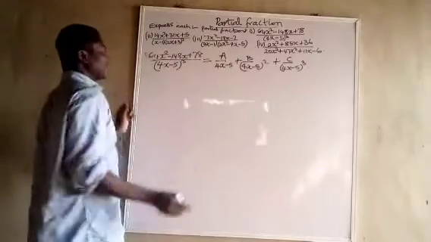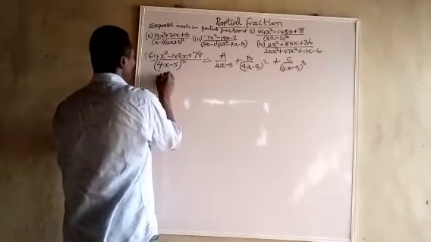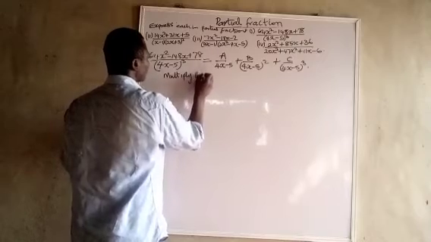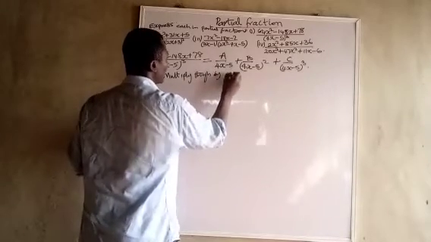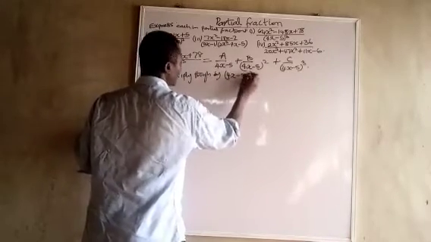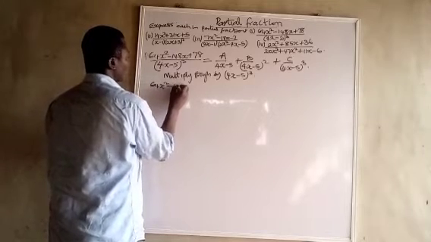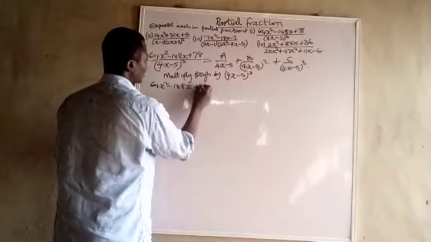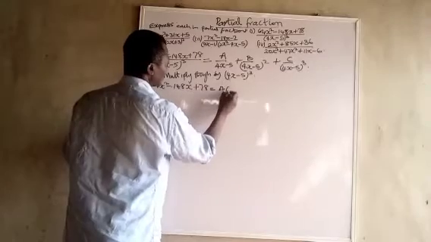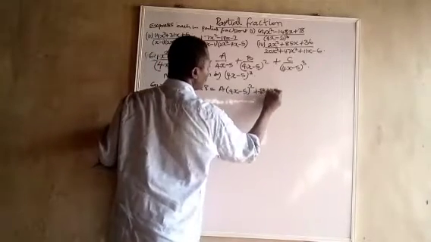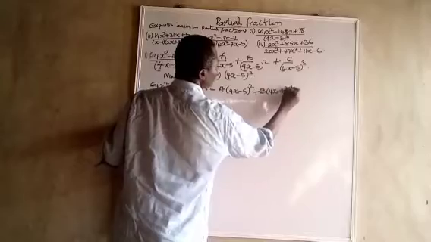Now let's multiply through by the LCM, which is 4x minus 5 all cubed. Multiply through by 4x minus 5 cubed. What will that be? I'm going to have 64x squared minus 148x plus 78. It's going to give me a into 4x minus 5 squared plus b into 4x minus 5 plus c.